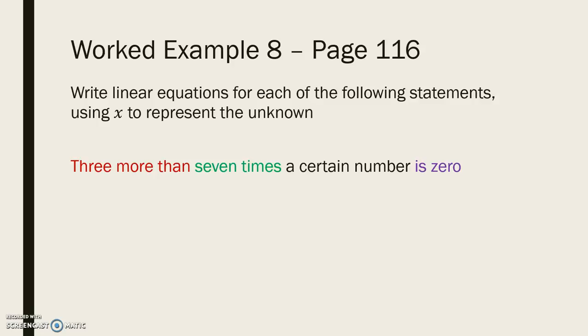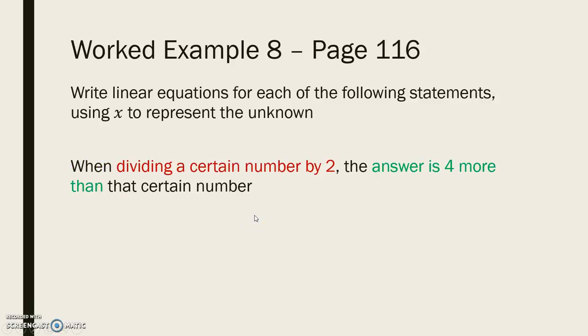Second example is like this. There's a few different processes happening here. 3 more than 7 times a number is 0. So there's our equals there. There's the right-hand side of the equation. We're taking our x value, we're multiplying by 7, and then adding 3 to it. So state your variable, multiply by 7, add 3. The result is 0.